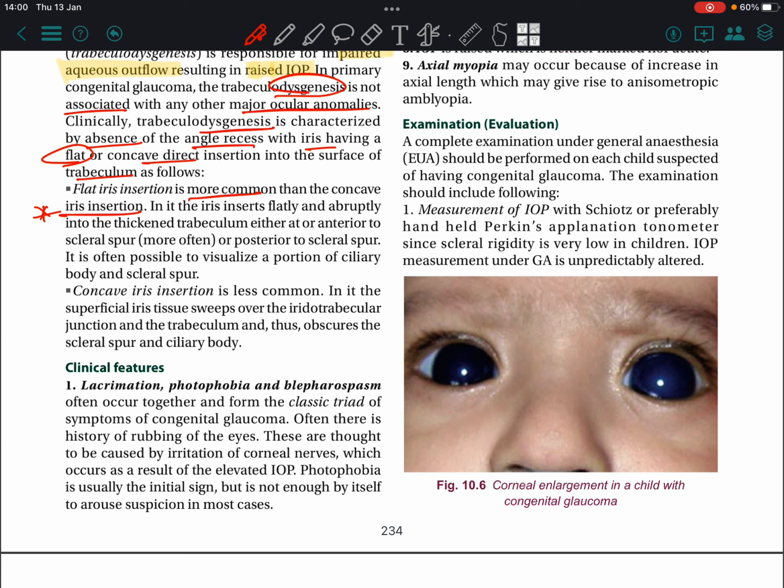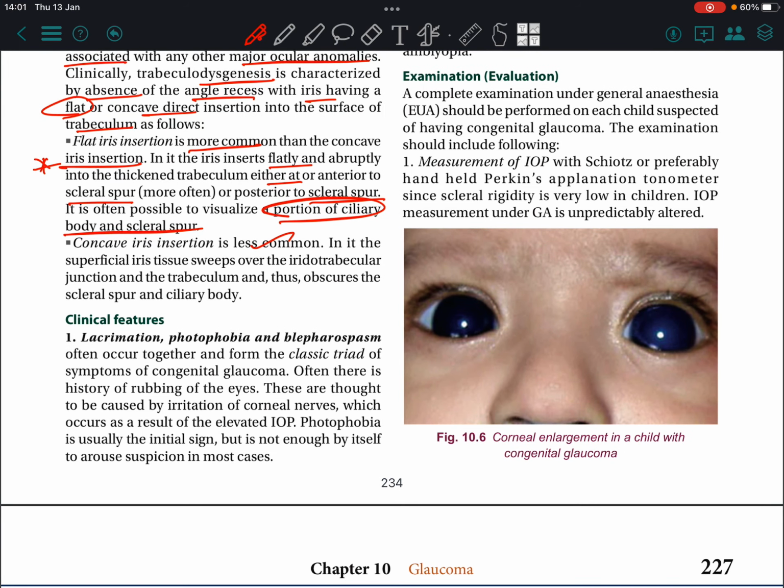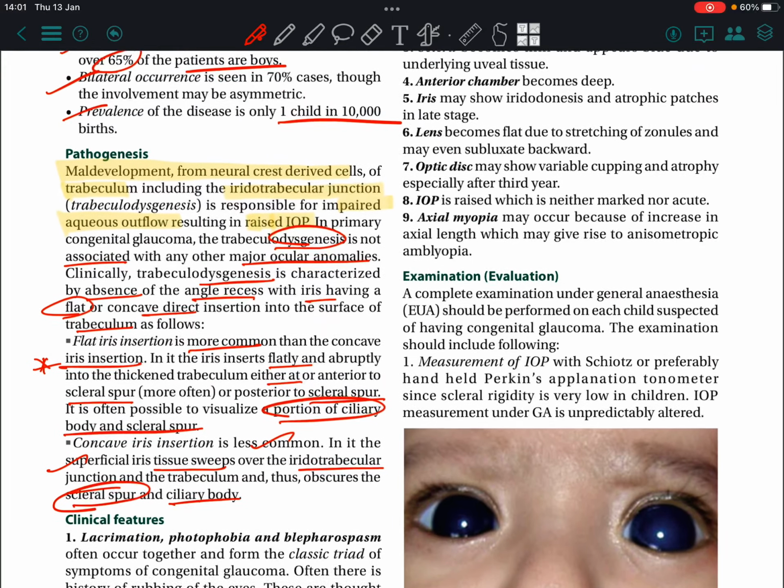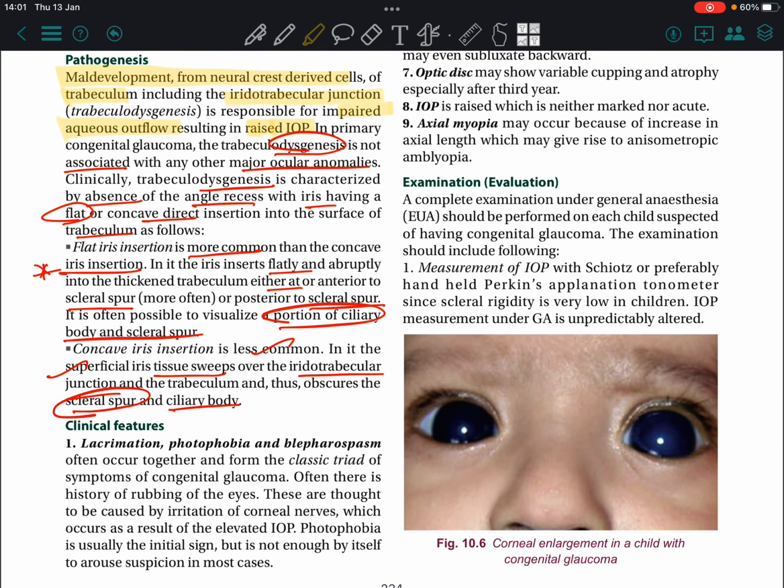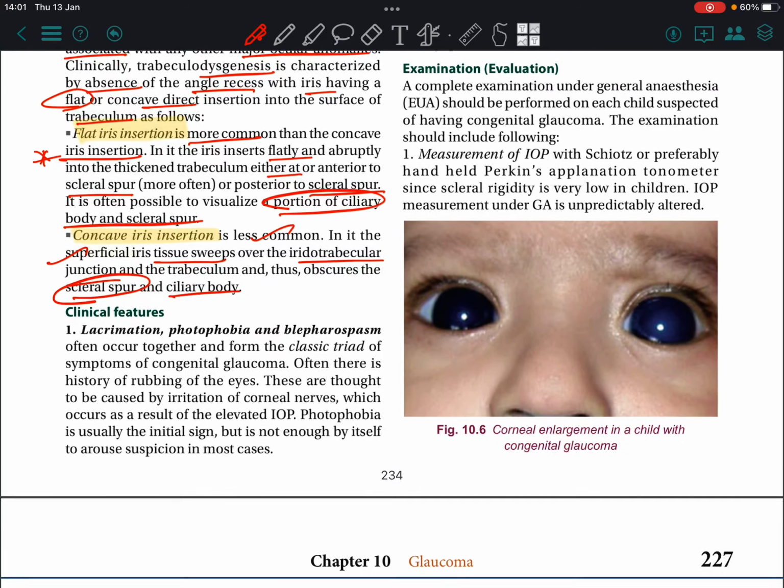In it, the iris inserts flatly and abruptly into the thickened trabeculum either at or anterior to the scleral spur or posterior to the scleral spur. It is often possible to visualize a portion of the ciliary body and scleral spur. Concave iris insertion is less common. In it, the superficial iris tissue sweeps over the iridotrabecular junction and the trabeculum and thus obscures the scleral spur and ciliary body. There are two types of iris insertion: flat iris insertion and concave iris insertion.